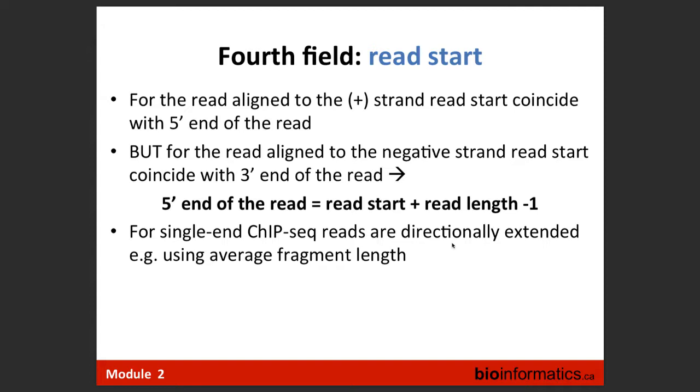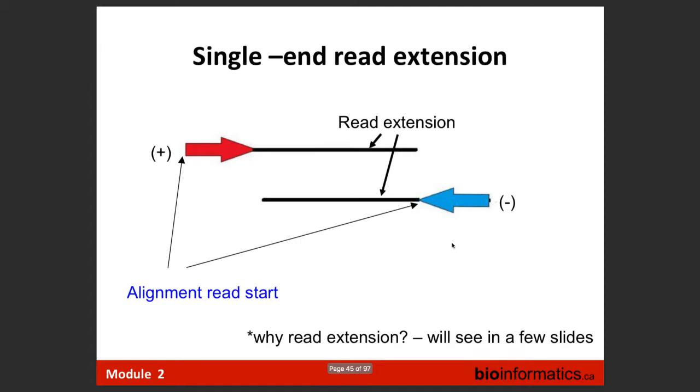So the read start. Read start seems to be a very unambiguous, very simple property. However, read start can be interpreted differently. When we have a read aligned on the positive strand, it's unambiguous. That's the start of the read on the positive strand. It's this point on the genome. If the read is aligned on the negative strand, this is actually the 3' end of the read. It's not the 5' end, as you would expect. There were many issues in the early days when people considered this point to be the start. In order to get the actual 5' end of the read, you have to go downstream on the genome by the number of bases equal to the read length.